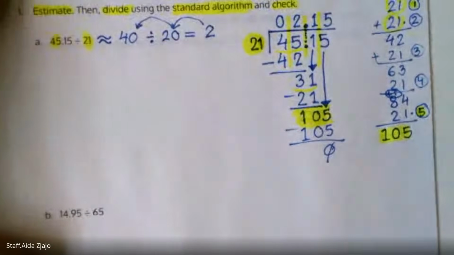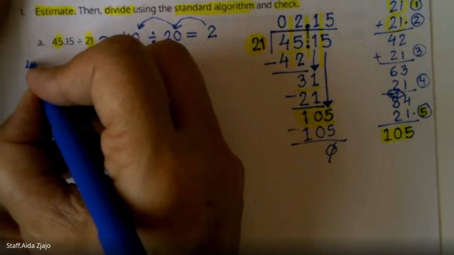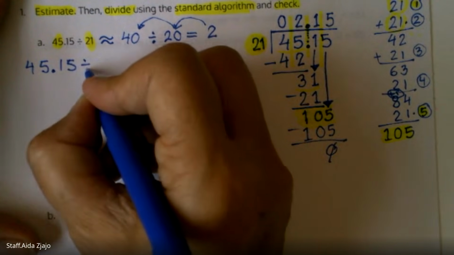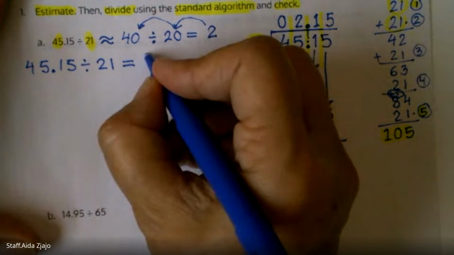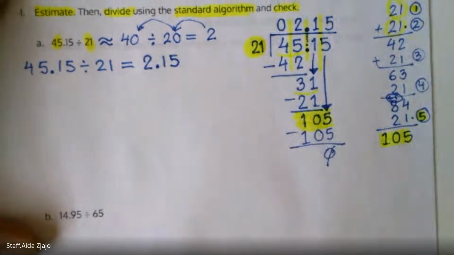So my answer is 2 wholes and 15 hundredths. So the real answer on this problem, 45 and 15 hundredths divided into 21 groups, is that each group will have 2 and 15 hundredths.